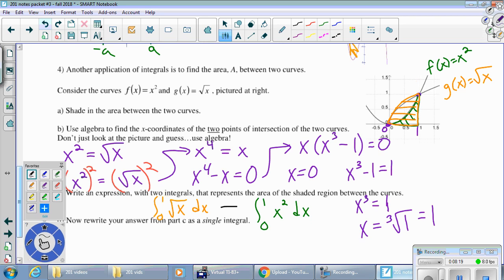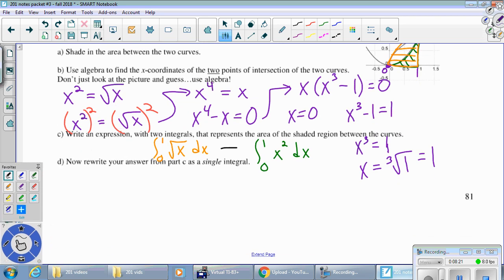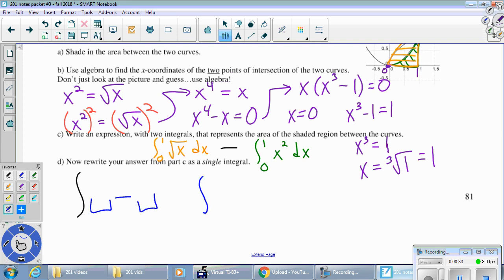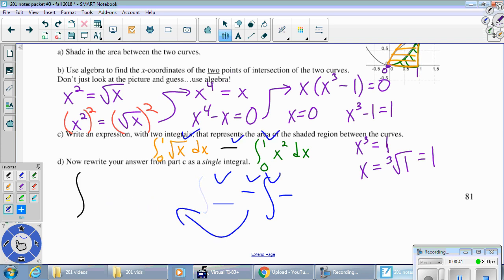And then part D says rewrite the answer from part C as a single integral. Well, hey, we had this nice integral property that said if you have a single integral with a subtraction, some function minus some function, you could split it up as the integral of some function minus the integral of some other function. Well, this is just going the other direction. We currently have two integrals being subtracted. Here they are, two integrals being subtracted.